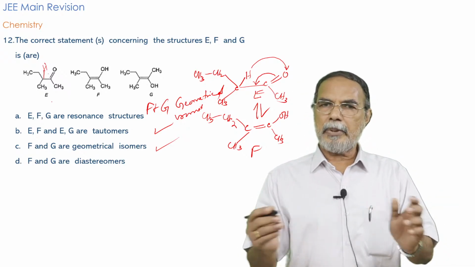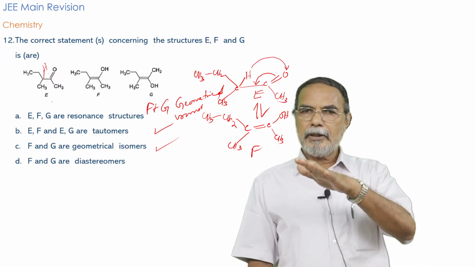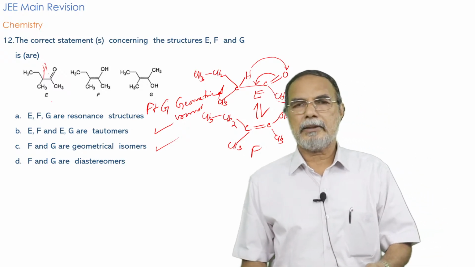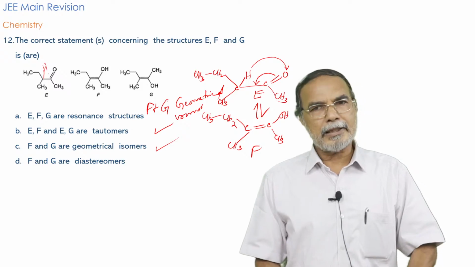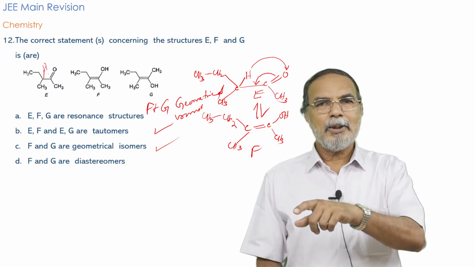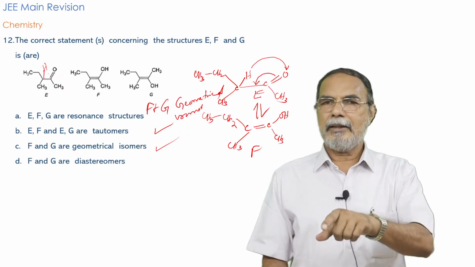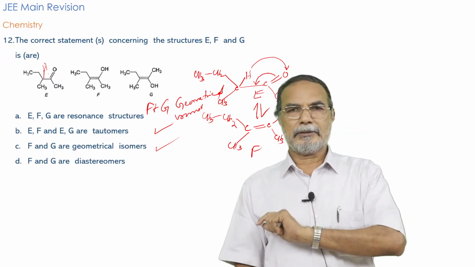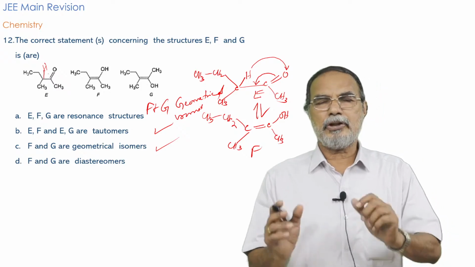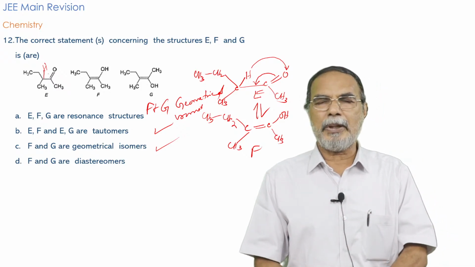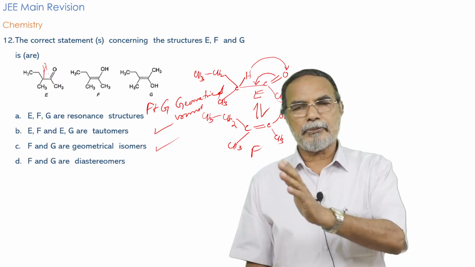Stereoisomers which are mirror images of each other are known as enantiomers, and stereoisomers which are not mirror images of each other are known as diastereomers. So geometrical isomers are stereoisomers, but they are not mirror images of each other. And therefore, geometrical isomers can also be included in the category of diastereomers. Do you follow that? That's a very general definition of diastereomers. I repeat, diastereomers are stereoisomers which are not mirror images of each other.